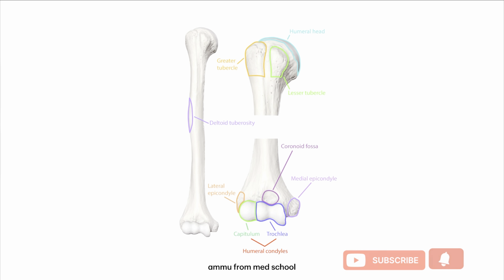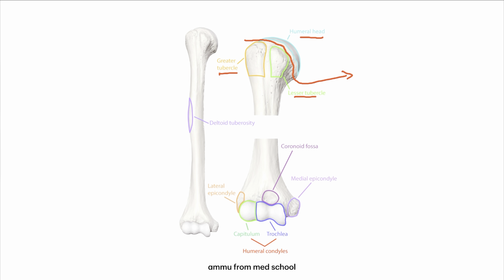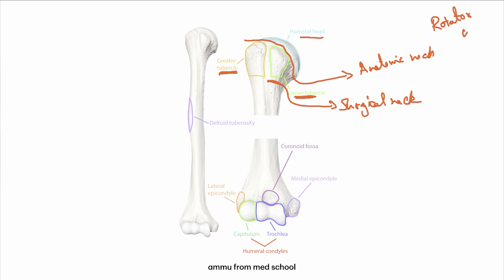What are the important points you have to remember here? You have the greater tubercle, the lesser tubercle, and the humeral head. What is the importance of these three? Below the humeral head is your anatomical neck, and below the tubercles is your surgical neck. This is very important to remember. You also have to remember that the greater tubercle and lesser tubercle are where the rotator cuff muscles get attached.